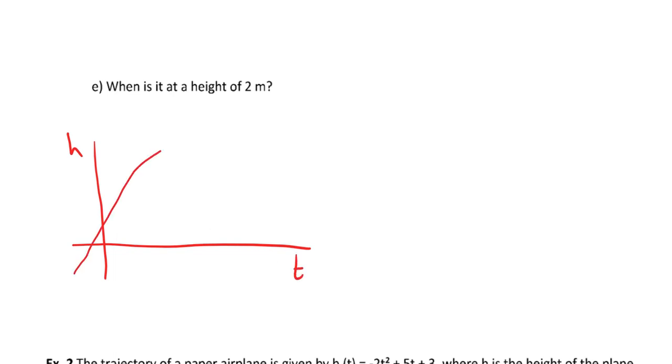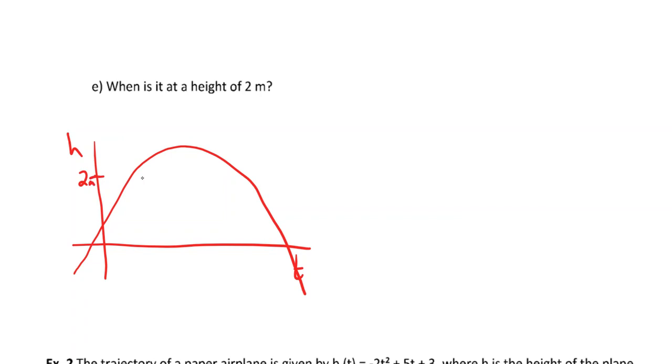Oh, sorry. And then, when is it at a height of 2 meters? Okay, this requires a little bit more. I'm going to make a quick sketch again. There's my height, there's my time. Our graph went up and then went back down again. So this is asking, when is it at a height? Let's say that we knew that 2 meters was right here.